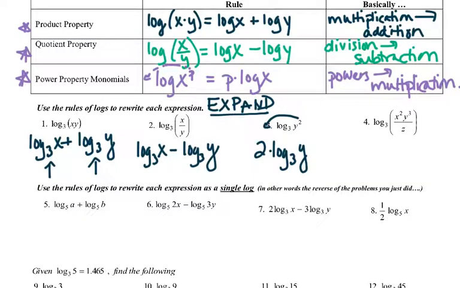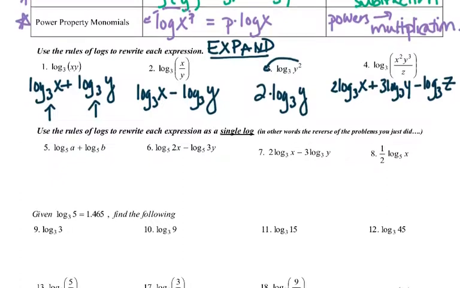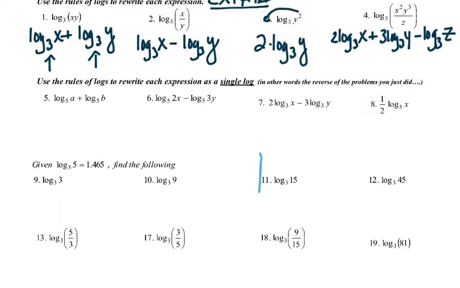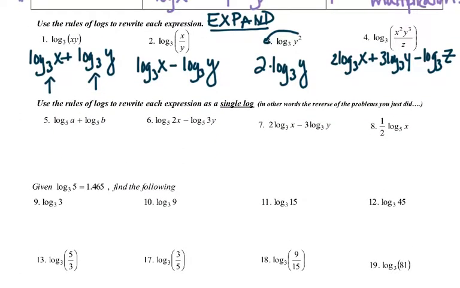And then number 4 is like the grand finale. It puts it all together. It's going to expand to 2 log base 3 of x plus 3 log base 3 of y minus log base 3 of z. So kind of putting it all together. That's expanding logarithms. Then we do the reverse where we condense. Then it's like the reverse of this where we rewrite it as what we call a single log.